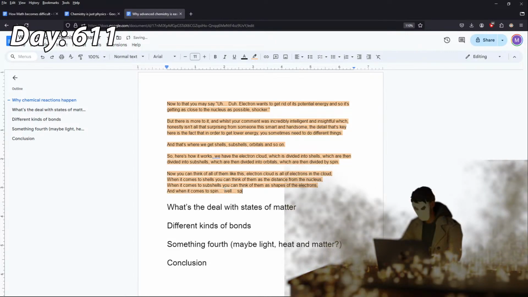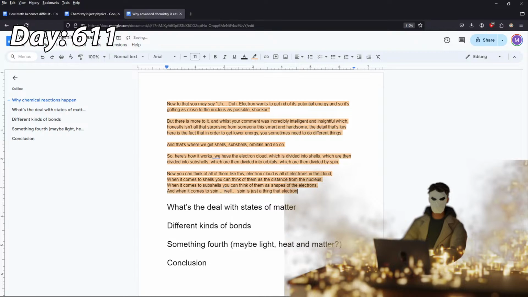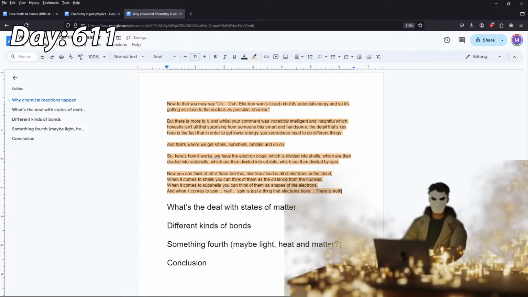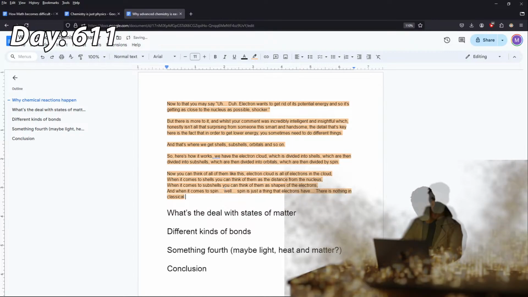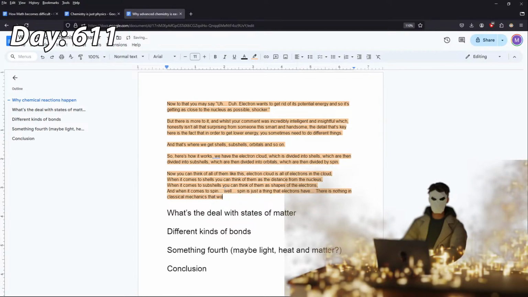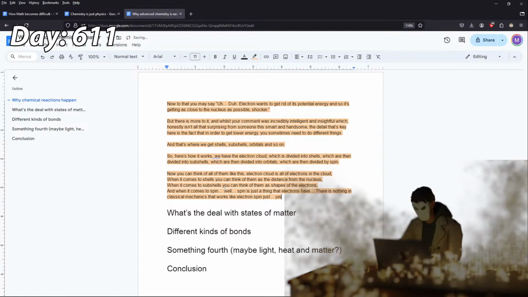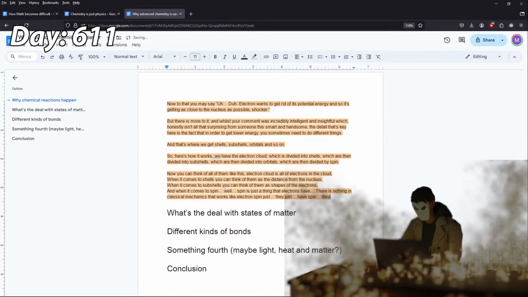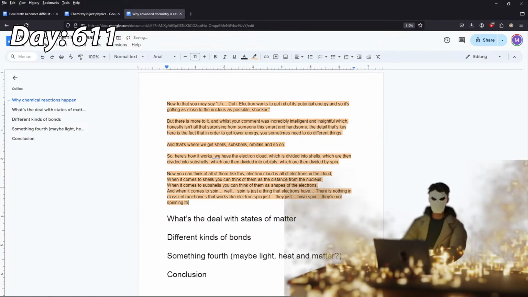Well, spin is just a thing that electrons have. It was up and down, right? Hold on, electron spin.